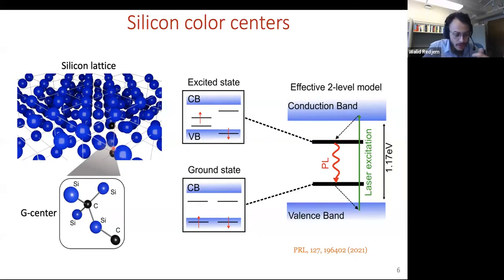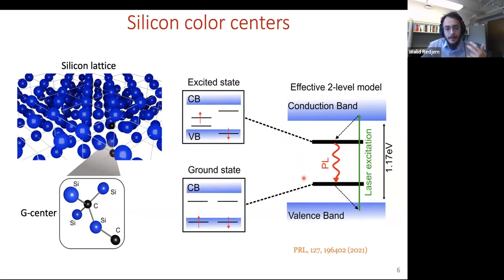Right? You can see two black spheres. So this type of defect is called the G center, and it's two carbons bonded to the same silicon lattice site. And the fact that you introduce a defect in this lattice, you introduce also localized bands within the band structure. And especially the G center acts as really an artificial atom with a two-level system, with an excited state and a ground state.